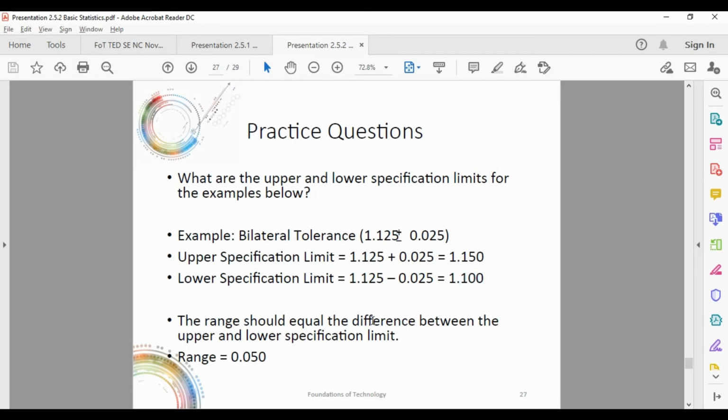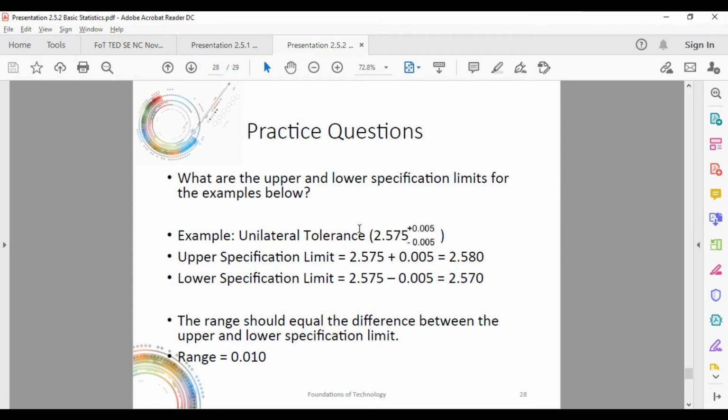The range should equal the difference between the upper and lower specification limit. So when I subtract 1.1 from 1.15, I should get 0.05. The other thing about this is just a quick check. The range should be twice the tolerance.